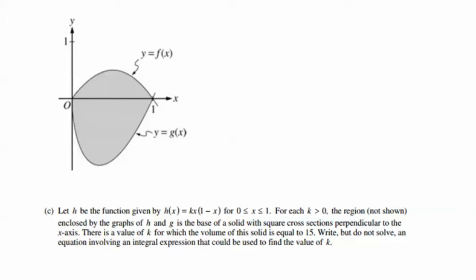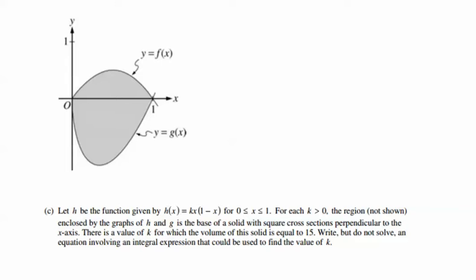All right, in part C, we want to have a new function h, given by h of x is kx times the quantity 1 minus x from 0 to 1. If you spend a little time to consider it, you'll know that h of x has to be all above the x-axis on the interval from 0 to 1, so it's going to be the top function here. For each k greater than 0, the region enclosed by the graphs of h and g is the base of a solid with square cross sections perpendicular to the x-axis.